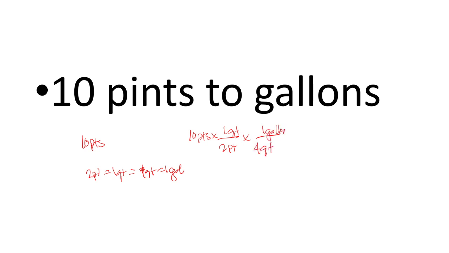Next, we have 10 pints to gallon. This is very straightforward. 2 pints equals 1 quart. 4 quarts equals 1 gallon. So 10 pints, 2 pints, 1 quart, 4 quarts is 1 gallon. Pints, pints, quarts, quarts. So 10 divided by 2 divided by 4, you have 1.25 gallons. Okay, so 1 gallon is actually 8 pints.